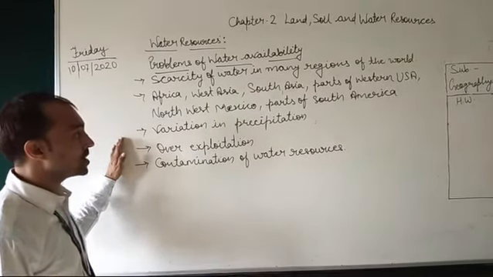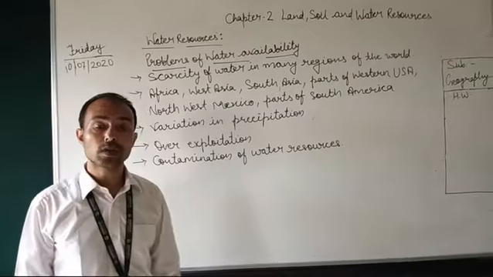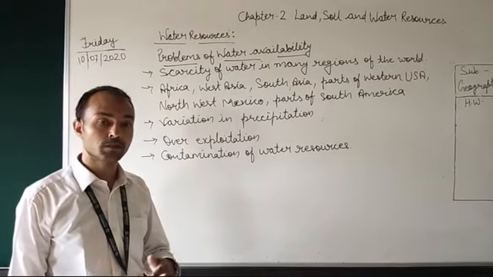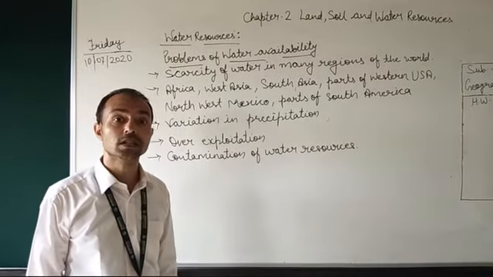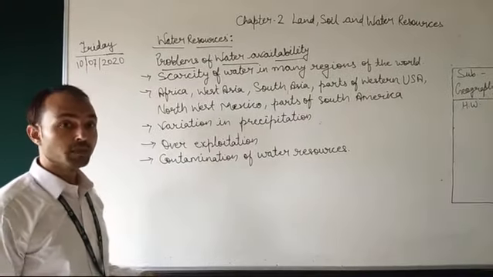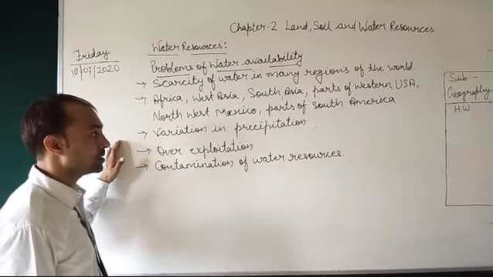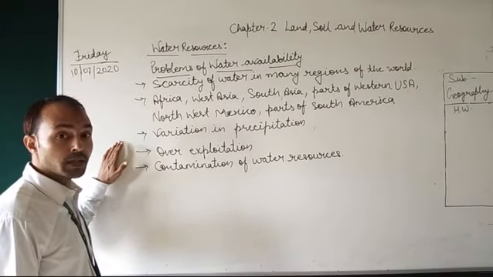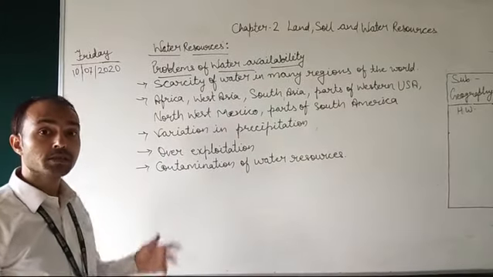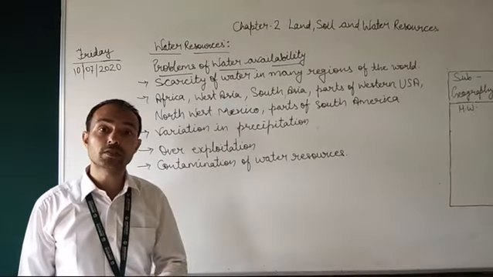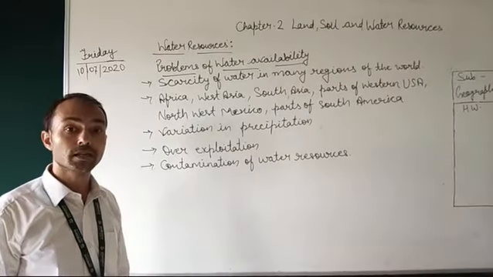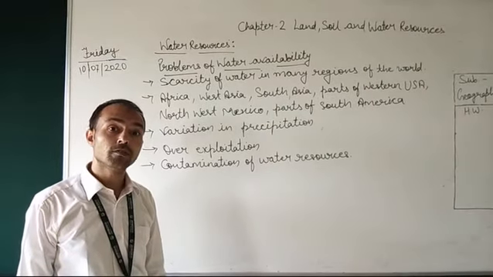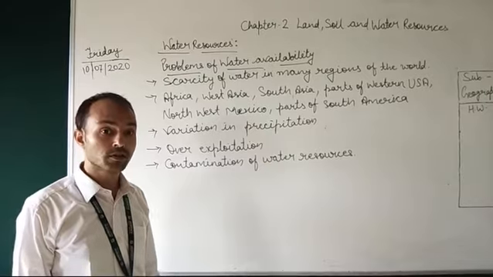Then there is the variation in precipitation. This is also a problem of water availability, because in our country there are variations in the amount of rainfall. Just because of these variations, there is an availability problem of water, because in some regions there is extreme rainfall which causes floods. On the other hand, there is very little rainfall. Because of this small amount of rainfall, these regions suffer with droughts and all.